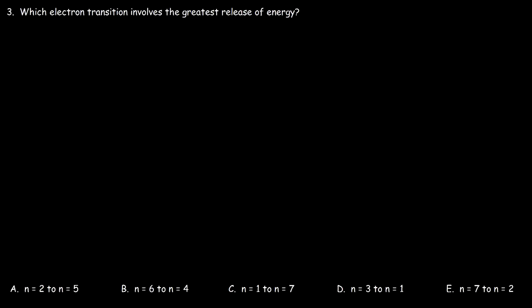So here's a multiple choice problem for you. Which electron transition involves the greatest release of energy? Is it A, B, C, D, or E? So let's focus on the term release of energy. That means that the electron has to fall from a high energy level to a low energy level. So n has to be decreasing, not increasing, if energy is being released.